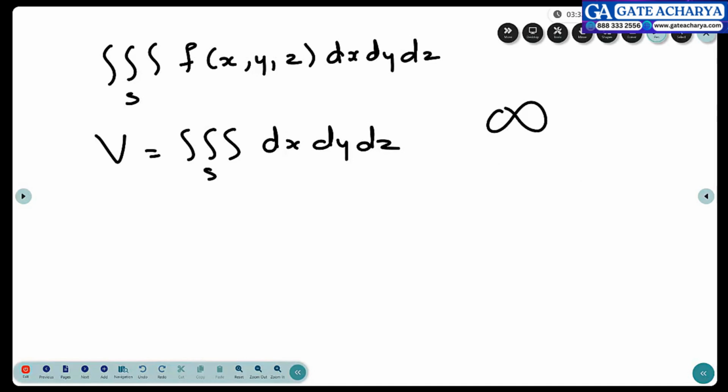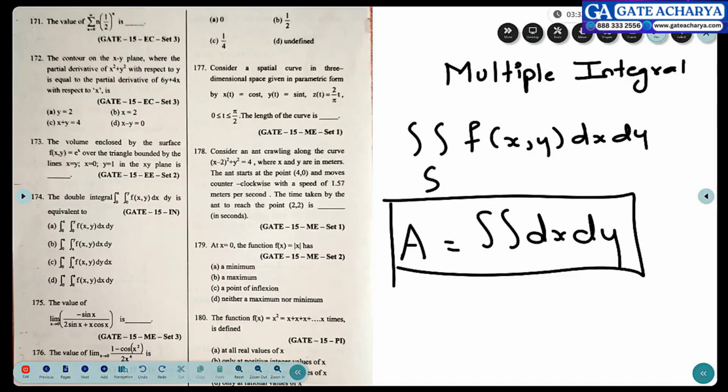Okay, let's come back to the next case. How to do the problem, right? Let's start with some problems. Let's say question number 173. The volume enclosed by a surface f of x comma y is equal to e raised to x over the triangle bounded by the lines x equal to y, x equal to 0 and y equal to 1.